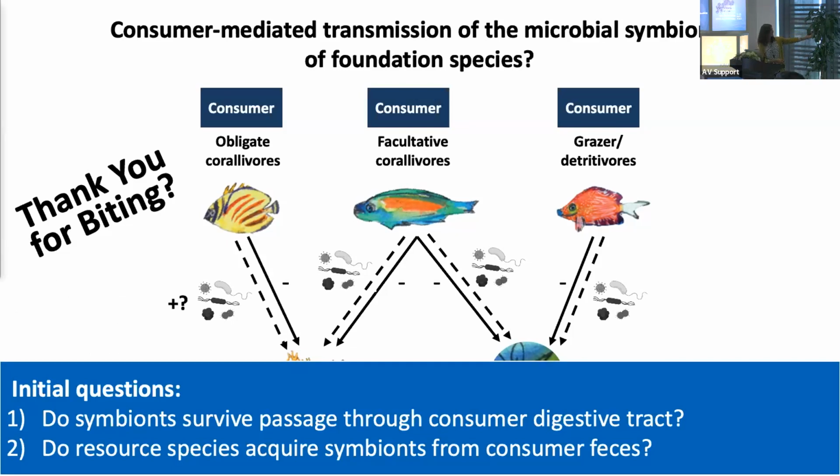So for this to potentially be important, a couple of baseline questions are, do symbionts actually survive through the digestive tract of the consumer that eats them? And will the resource species, so if a coral is exposed to the feces from a coral eating fish, take up and acquire any symbiotic microbes that are in that fecal material? I don't have time to go through all of this with you, and I don't want to get too biology focused anyway, but we have found in my lab that yes, there's strong evidence that many of these symbiotic microbes survive passage through the digestive tract.